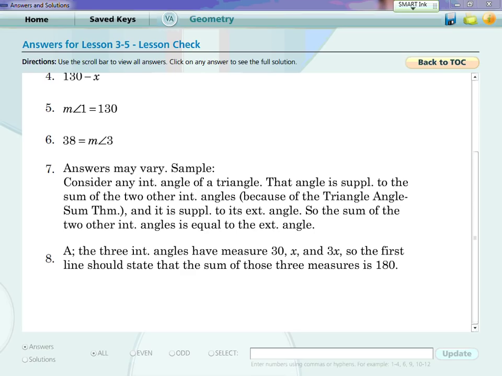Okay, so we didn't have a vocab sheet for this unit because we don't have a whole lot of new vocab, but you did learn some new vocabulary. We've got exterior angles and we have remote interior angles.